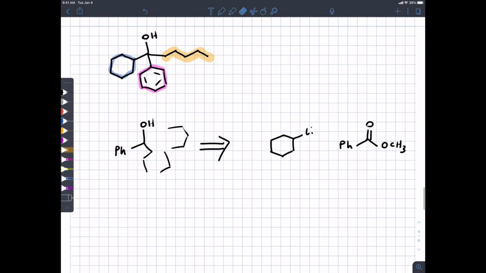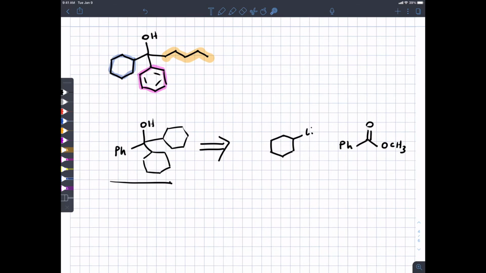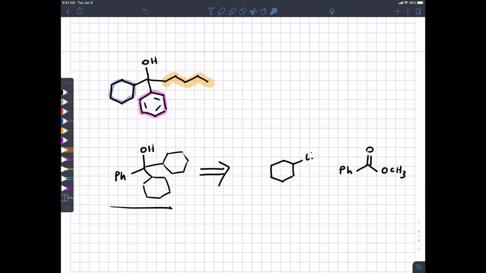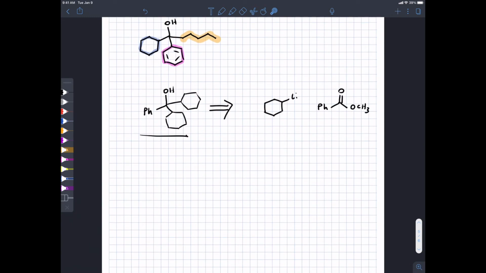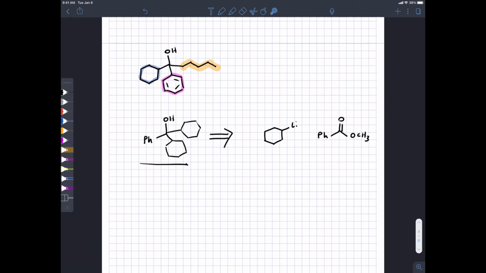Did I just erase things? There we go. All right. What if instead I wanted this? What if I wanted a tertiary alcohol, but I didn't want two of the same thing? I wanted different things. Go ahead. Could you use the cuprate first so it would react once, and then you could use one with lithium? Ah, okay. That's very interesting.